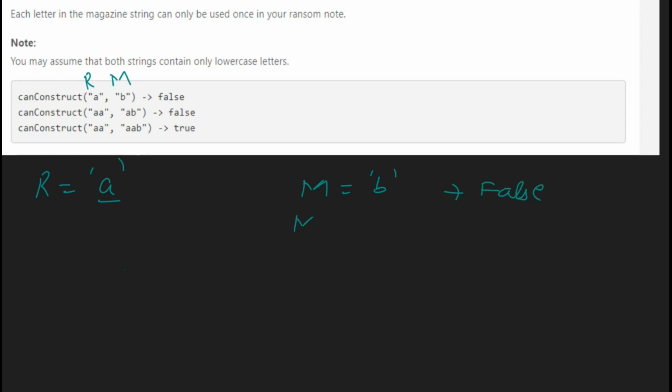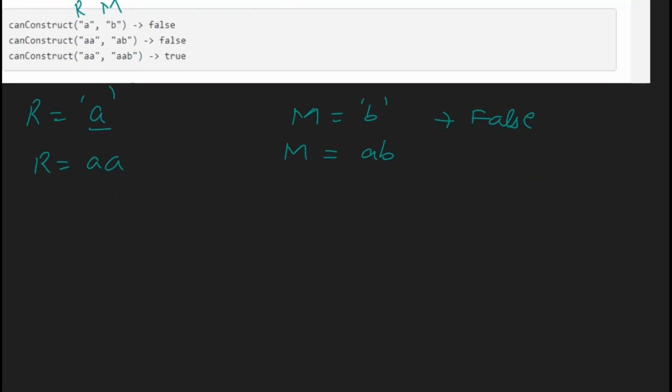In the next example, we have magazine characters A and B, and we want to create a ransom note A, A. In this magazine, the number of A that we have is 1 and the number of B is 1. Since we want to create A, we take 1 A from the magazine, so the number of A left will be 0. Now again, to create one more A, we need one more A from the magazine, but there is no A left. So it is not possible to create ransom note AA from this magazine. We will return false.